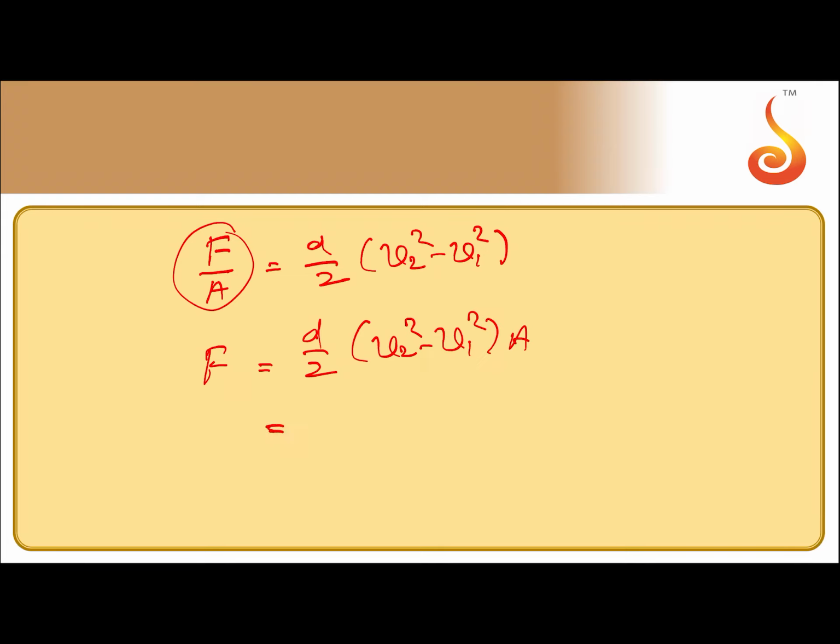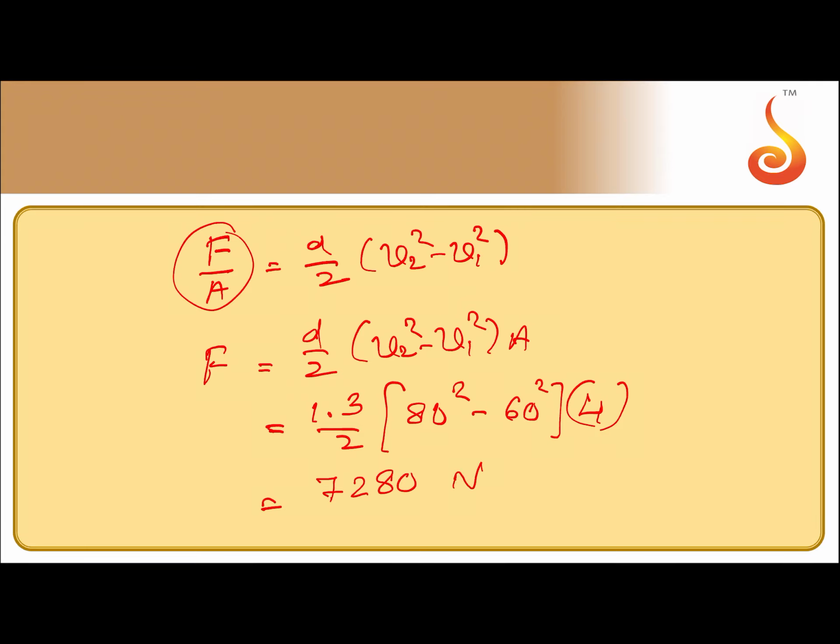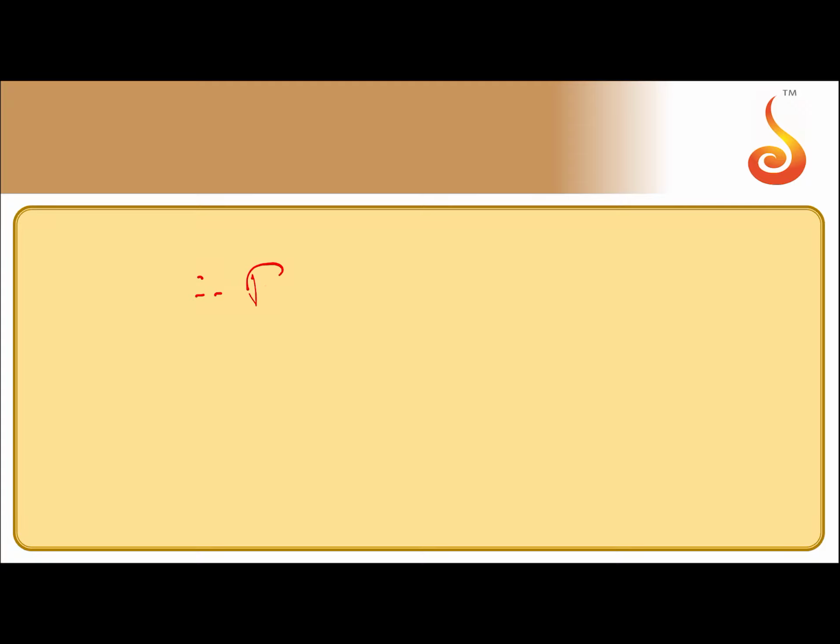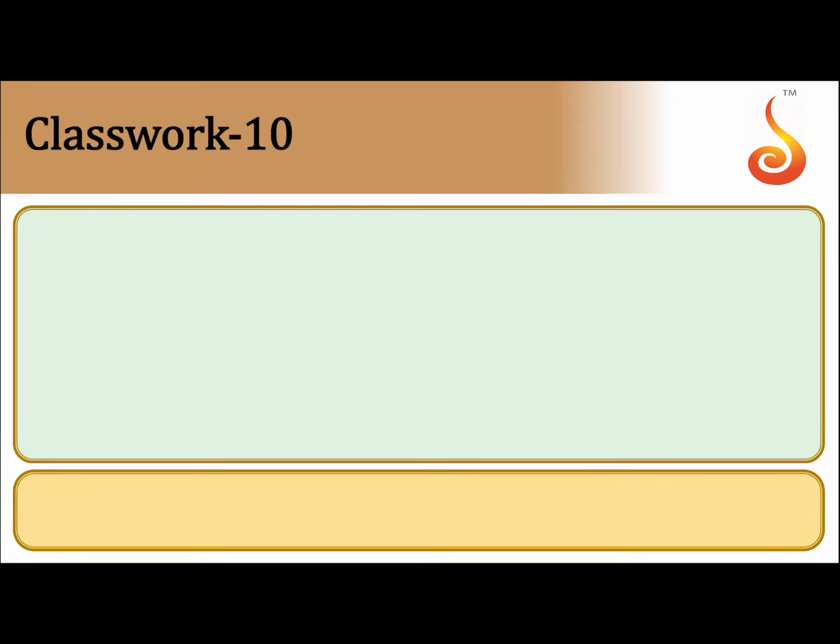Now do we know all the details? Yes, this is 1.3 divided by 2 into (80 square minus 60 square) into the area of the wing, which is 4 meters square. I can simplify it further and it turns out to be 7280 Newton. So the dynamic lift which tries to lift it up is 7280 Newtons. B is our correct choice.